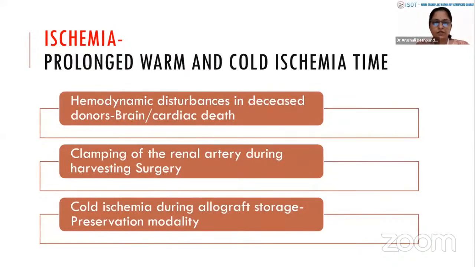We know the allograft is subjected to ischemic injury because of prolonged warm and cold ischemia time. And we can expect these ischemia times to be more in donation after brain or cardiac death because of increased hemodynamic disturbances. Second thing, the second ischemic insult occurs at the clamping of the renal artery during harvesting surgery. And third thing, the cold ischemia the allograft is subjected to during storage, and this ischemia time depends on the preservation modality which is being used.